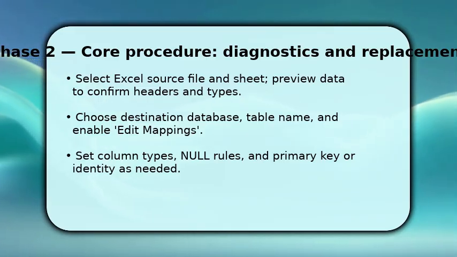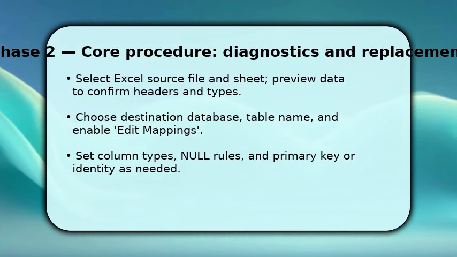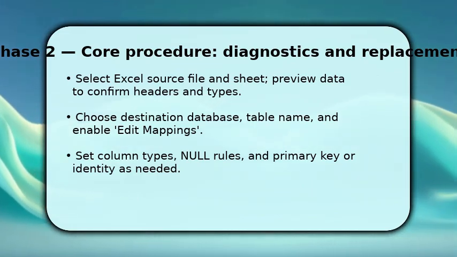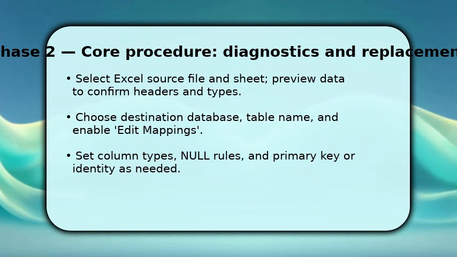Make sure to click Edit Mappings to adjust data types, scale, and nullability. Correct types here prevent truncation or failures. Finally, set identity or primary key options if you want enforced uniqueness.